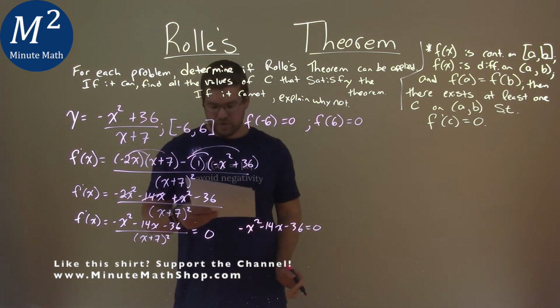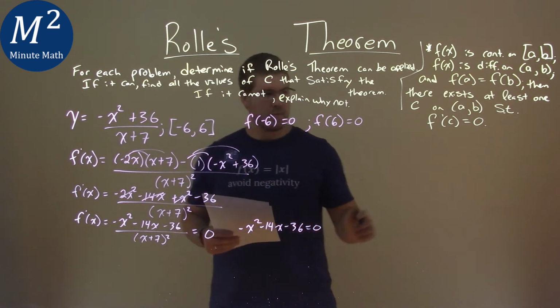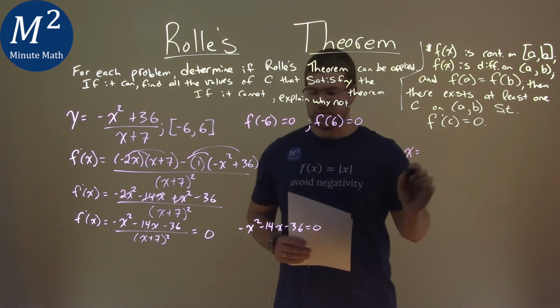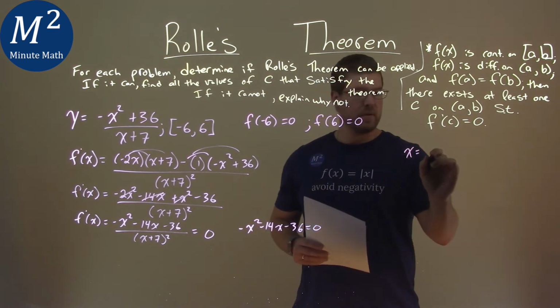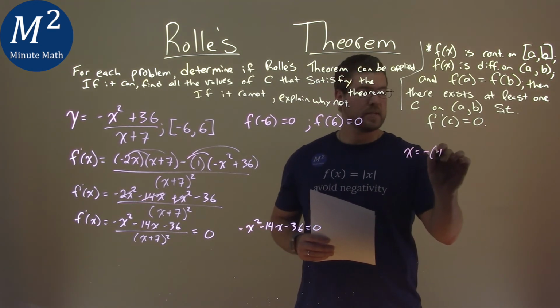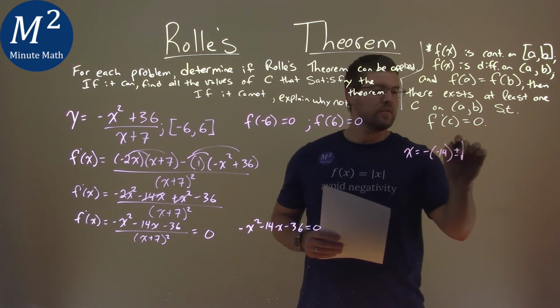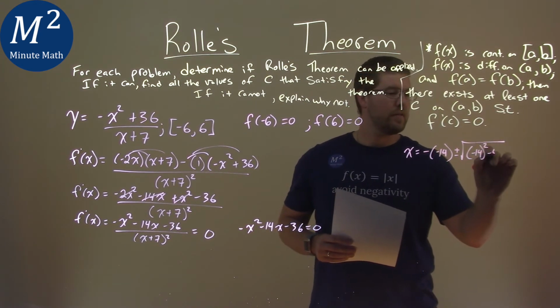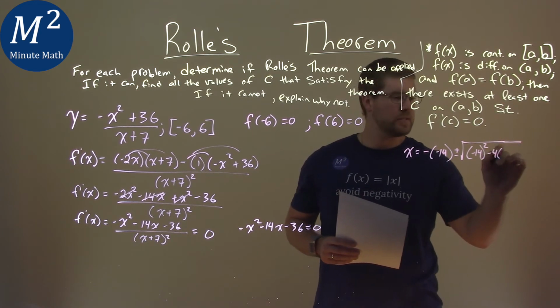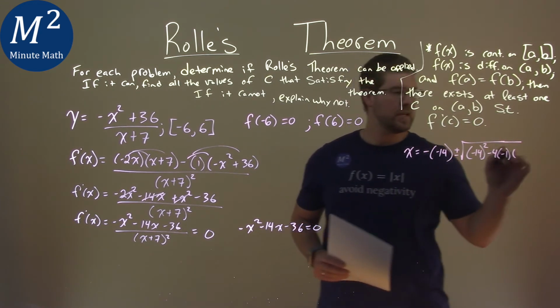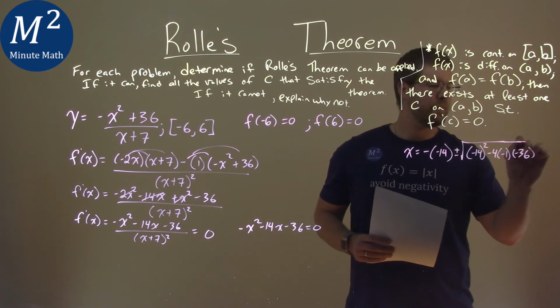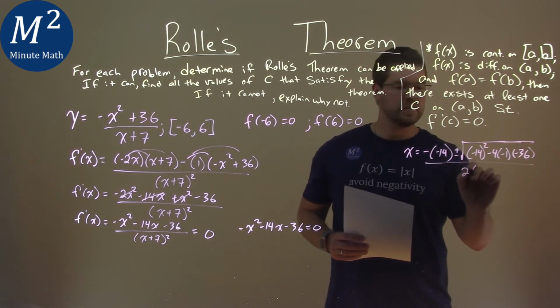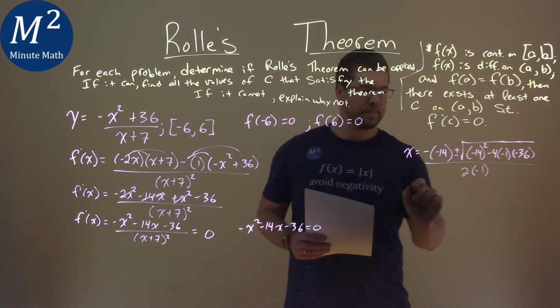So with that, now let's use our quadratic formula. We have x equals negative b, our b value is negative 14 here, plus or minus the square root of negative 14 squared minus 4 times a, which is negative 1, times c, which is negative 36, all over 2 times a, which is negative 1.